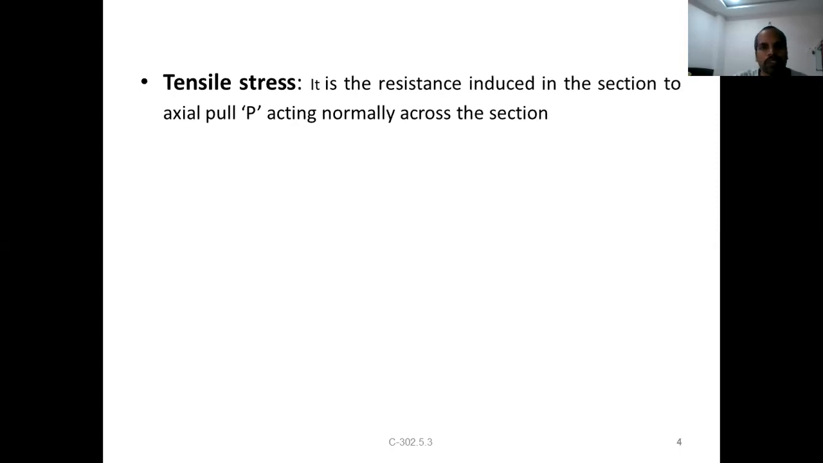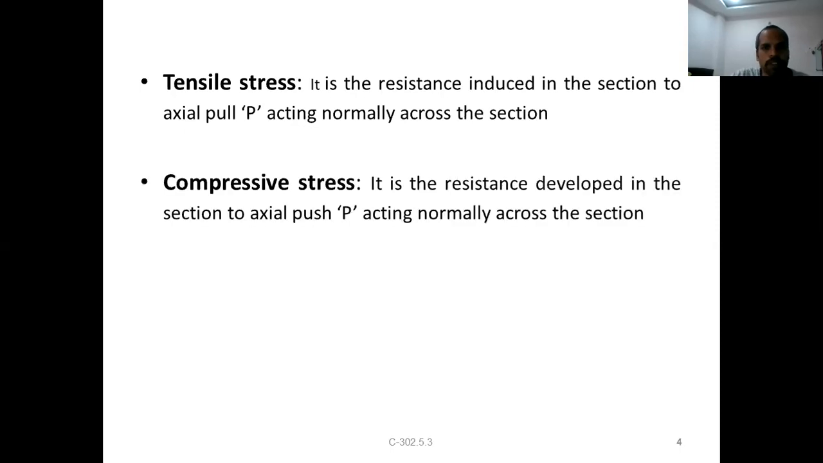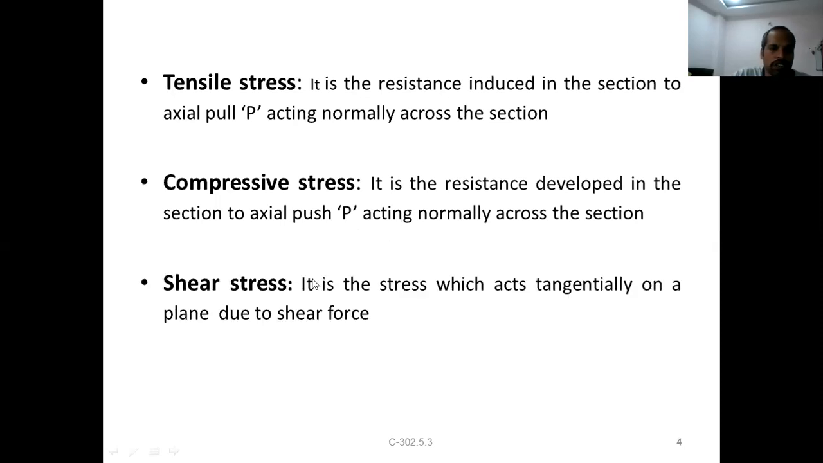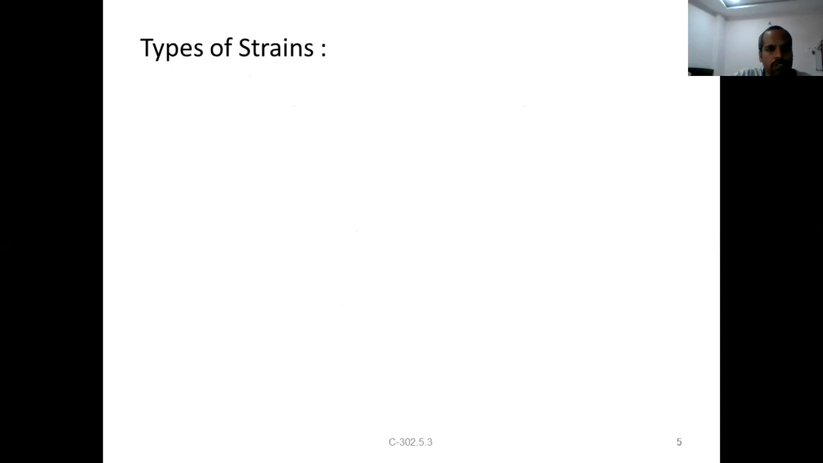Similarly, we discussed compressive stress. It is the resistance developed in the section to an axial push, or compressive force, acting normal to the cross section. Shear stress is also called tangential stress. It is the stress which acts tangentially, along the surface on a plane, due to shear force. That's what we discussed in the last class. Now let us go to today's topic, the types of strains and the strain definition. First, let us define the strain.